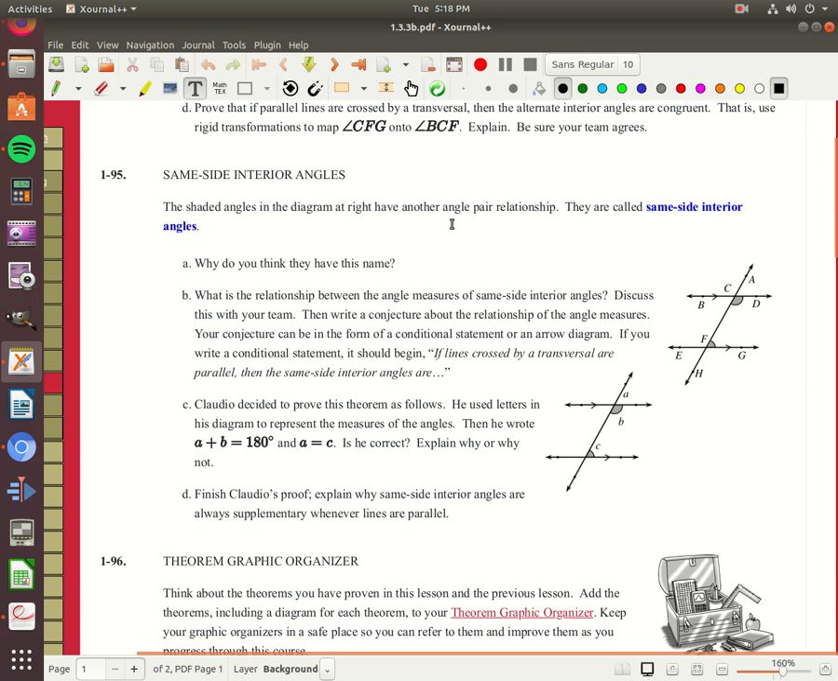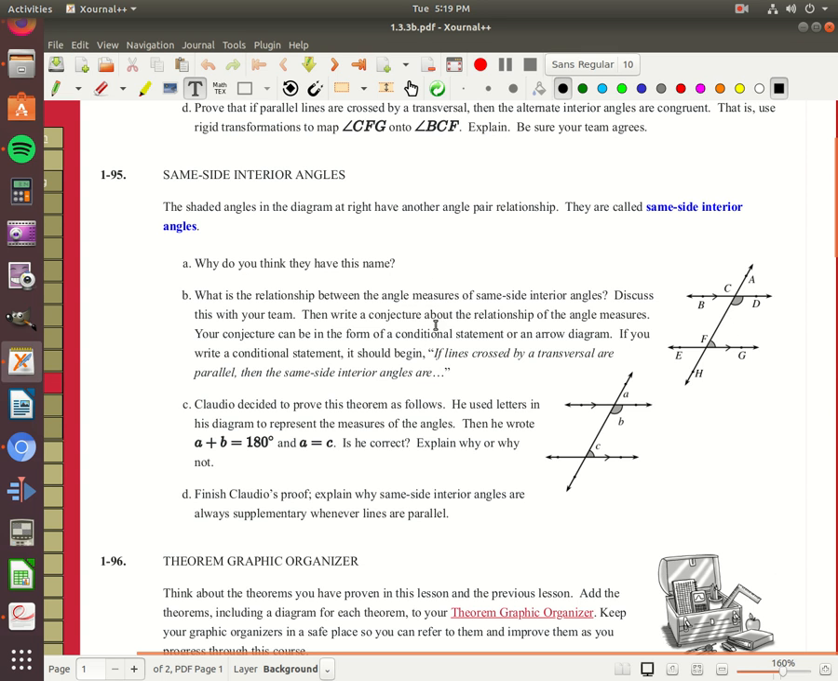The shaded angles in the diagram at right have another angle pair relationship. They're called same side interior. Why do you think they have this name? Well, they're on the same side of the transversal, right? They're right of the transversal, but they're inside the parallel lines. So I think that's why they have that name.